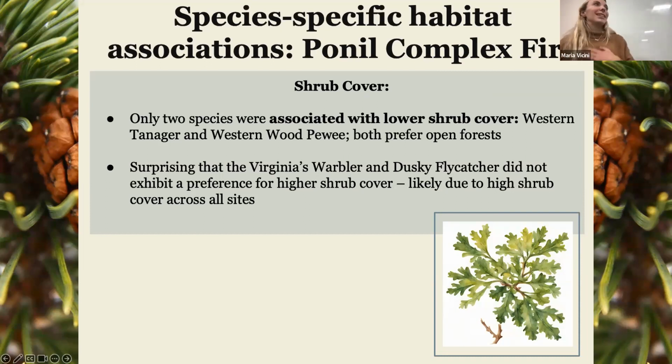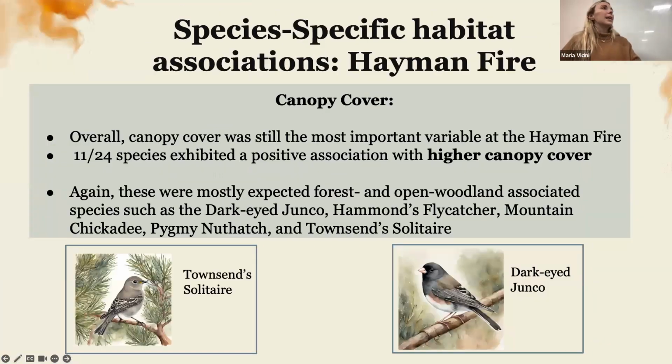Surprising to me, at least, that the Virginia's warbler and dusky flycatcher did not exhibit a preference for higher shrub cover, likely due to high shrub cover across all the sites, as I mentioned in the PERMANOVA. Moving into the Hayman Fire, there were more species here that I tested relationships on because there were 24 species observed at least 15 times.